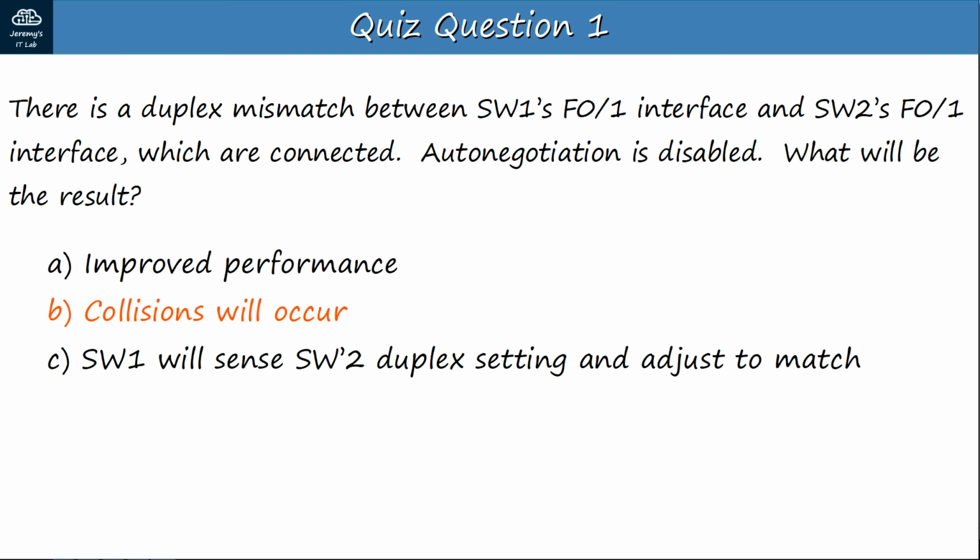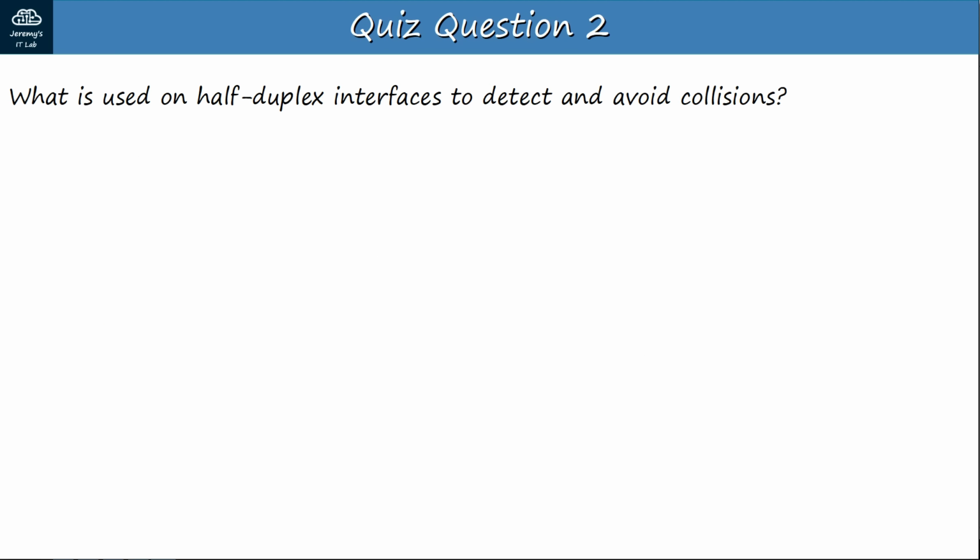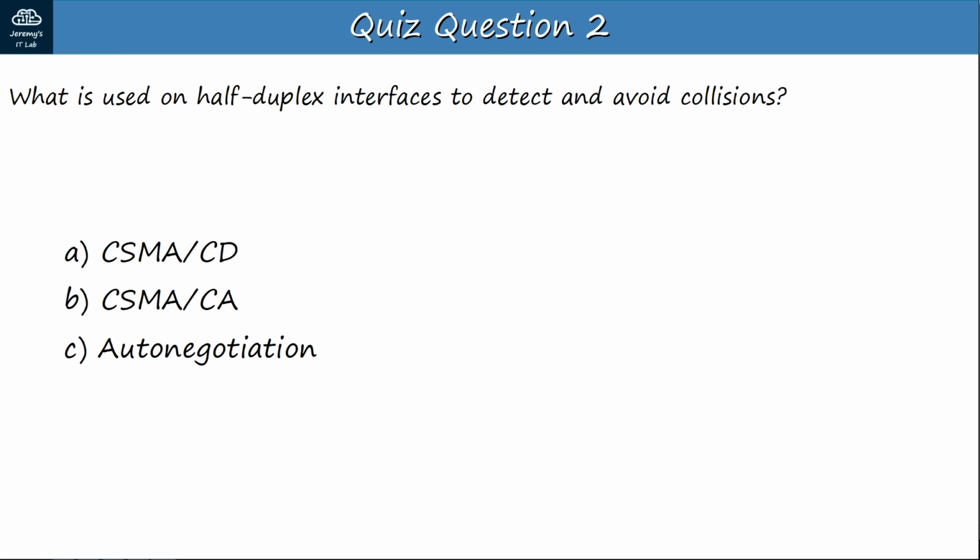Let's go to question 2. What is used on half-duplex interfaces to detect and avoid collisions? A. CSMA CD. B. CSMA CA. C. Auto negotiation. Or D. Duplex auto. Pause the video to think about your answer.